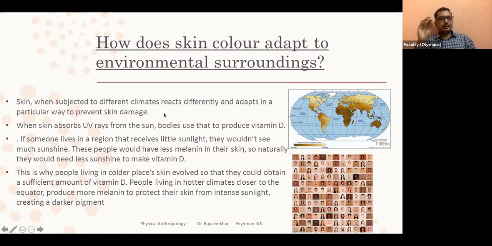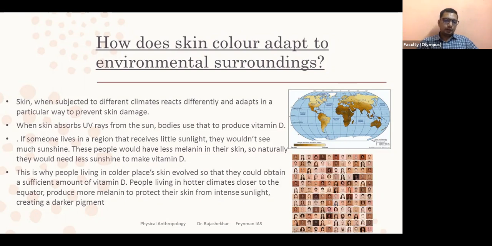So melanin pigment in the skin. We have melanin pigment in the skin. Okay, and there is a variation in this melanin pigment. And the skin's job is to absorb the UV rays from the sun and utilize it to produce vitamin D. Okay. So what does that mean?